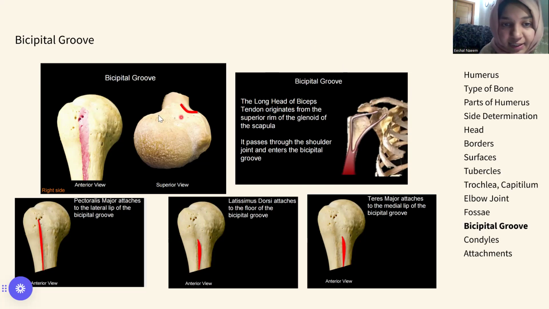Can you please see that here? So this is the long head of the biceps tendon that originates from the superior rim of the glenoid of the scapula. So from the superior rim of the glenoid of the scapula, the long head is coming.